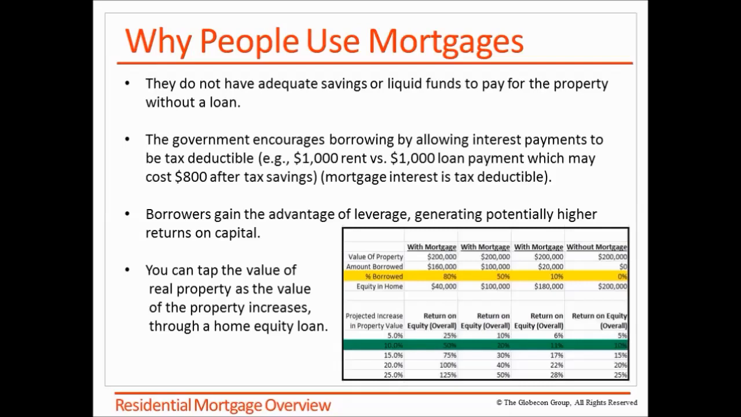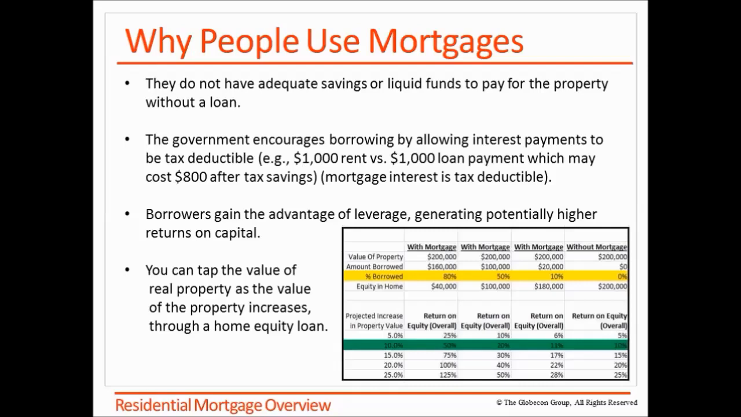In addition, the government encourages borrowing by allowing interest payments to be tax deductible. So any interest that's paid on your mortgage can be written off on your taxes. In essence, mortgage interest is tax deductible, so you're going to save a lot of money versus rent. So that's another big benefit of why people use mortgages today.